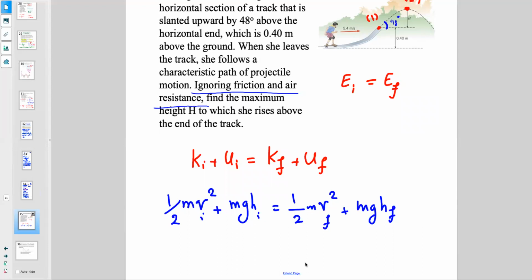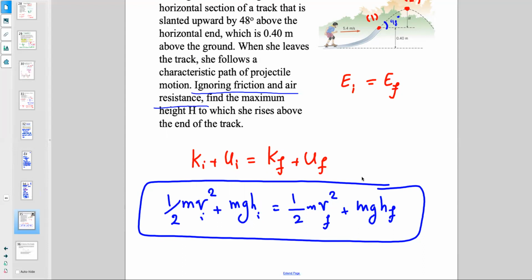So this is what we have, and this will be able to solve this problem very easily. Now, when you're looking at this, let's see what we have here. We have the initial speed of 5.4 meters per second right there, okay? So this would be our speed. There we go, okay. And then we have a height of 0.4 meters for that point. And we have to find the velocity of this point. The velocity of point two is only along the x direction. This is the projectile motion.